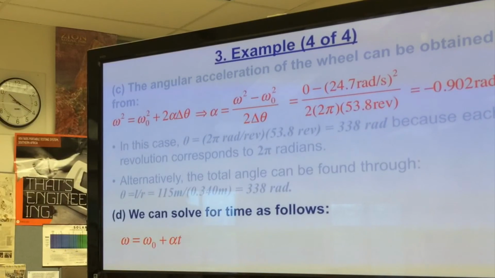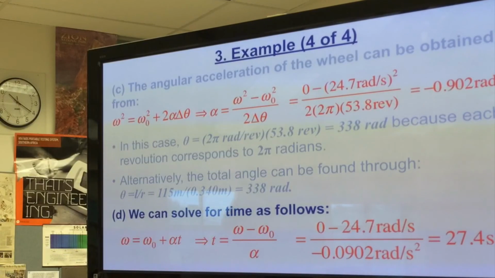We can solve for t the same way, just by transforming that equation. We've got t equals omega minus omega naught divided by alpha, which comes out at 27.4 seconds.